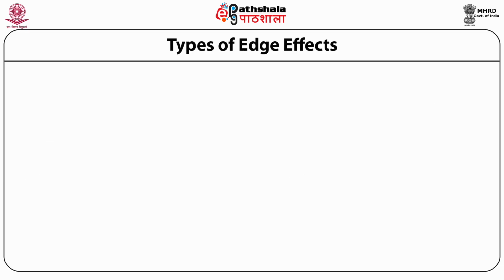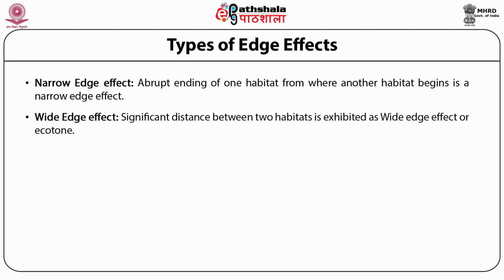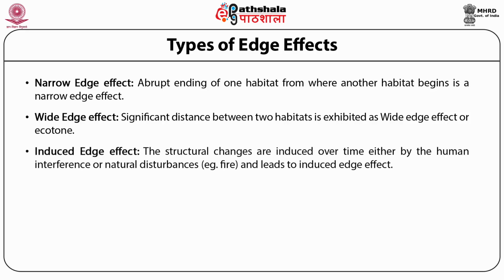Types of edge effects. Narrow edge effect: the abrupt ending of one habitat where another habitat begins is a narrow edge effect. Wide edge effect: a significant distance between two habitats is exhibited as wide edge effect or ecotone. Induced edge effect: the structural changes are induced over time either by human interference or natural disturbances, for example fire, and lead to induced edge effect.